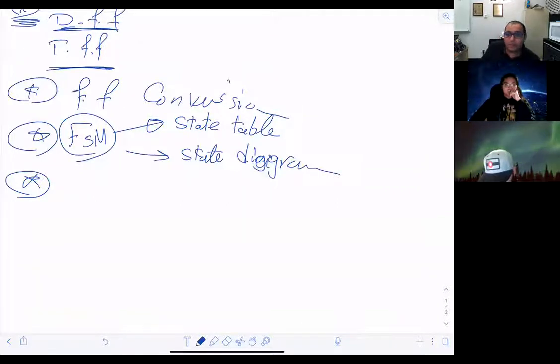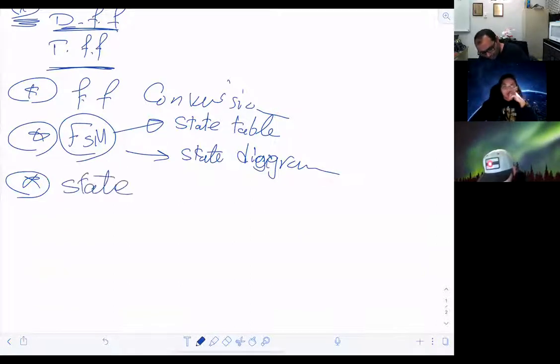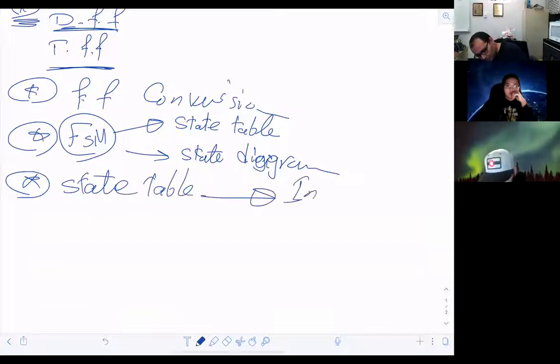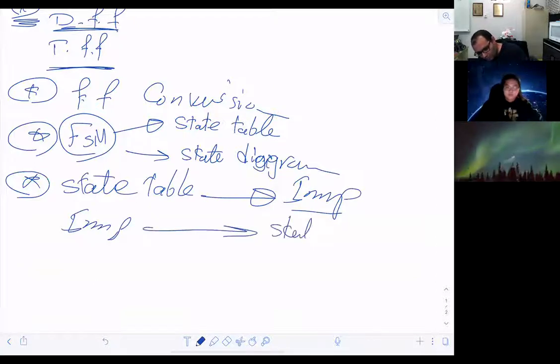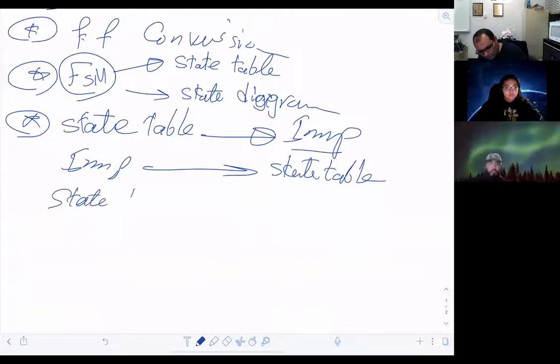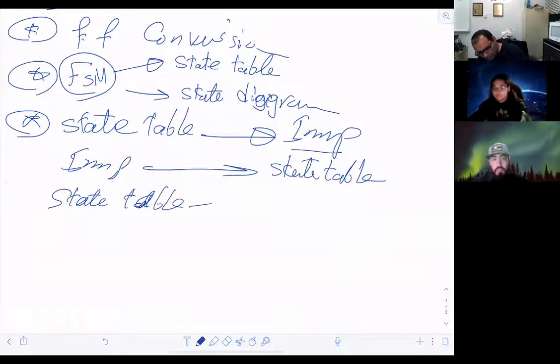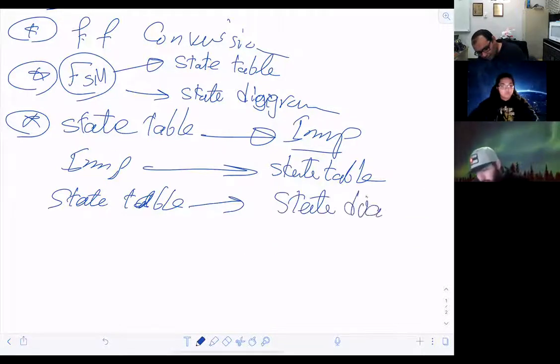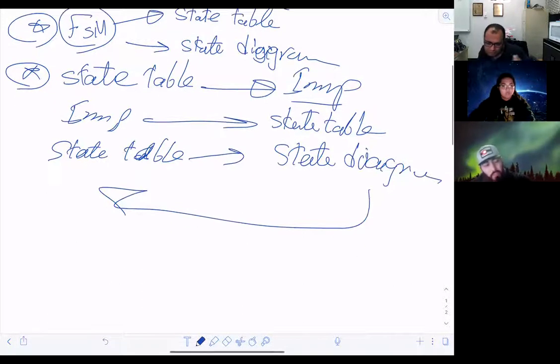I give you the implementation of the circuit, you build it, you convert it to a state diagram, or you take the state diagram and you implement it using flip-flops. So state table to implementation using flip-flops, or implementation to state table, and then state table to state diagram and vice versa, right?